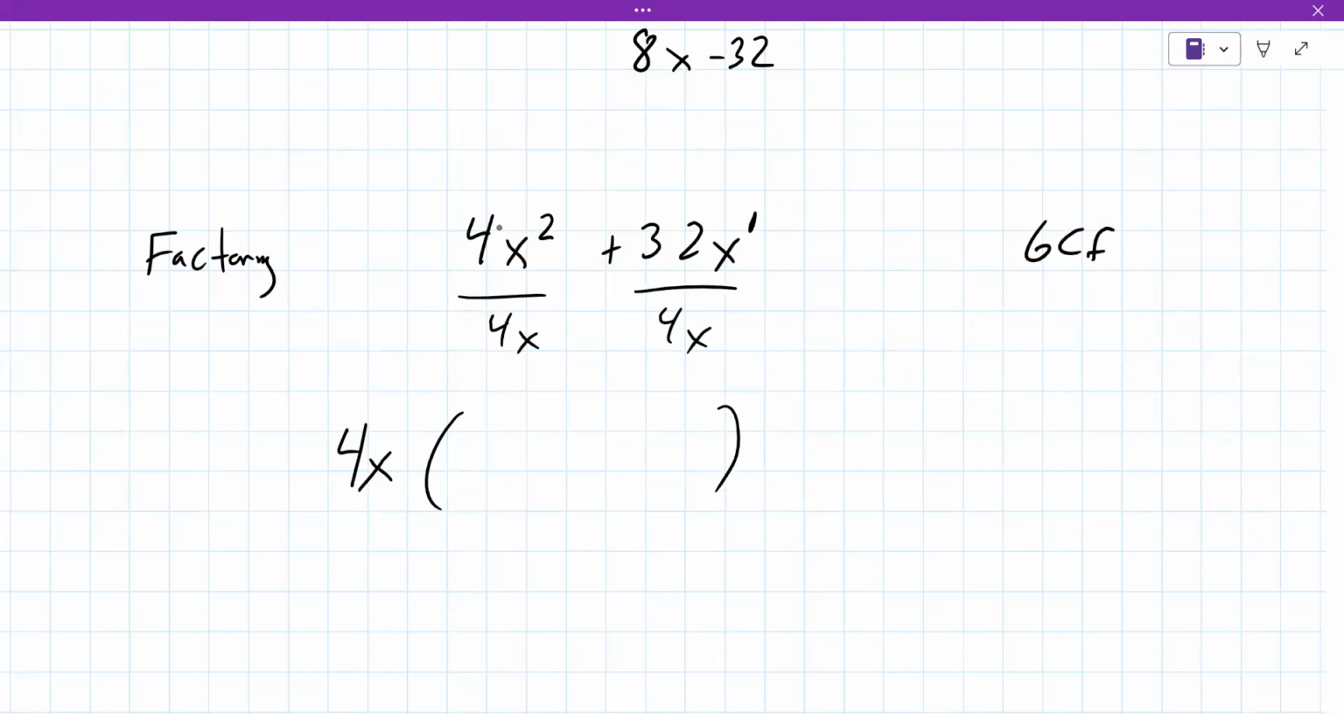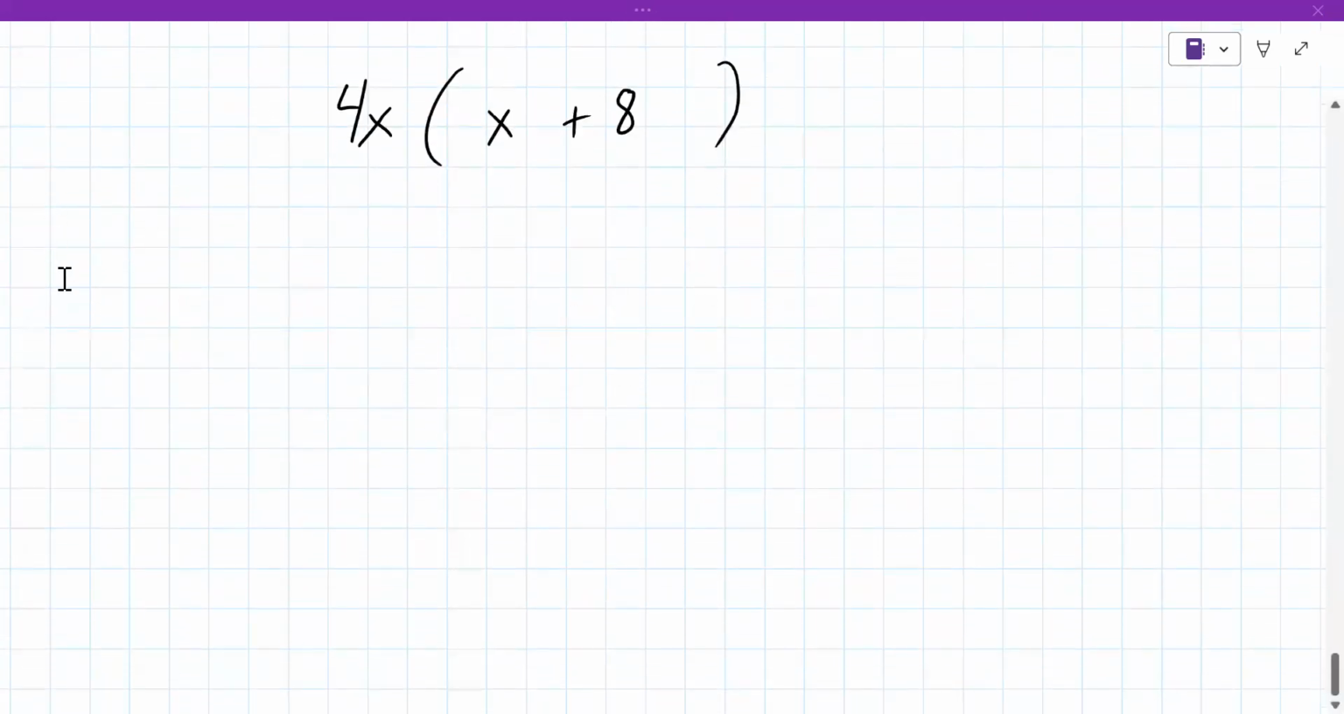So it would be x plus 8. Perfect. Okay. Now the next problem we're going to look at is more sophisticated, got a little bit more going on, but it's the same approach.